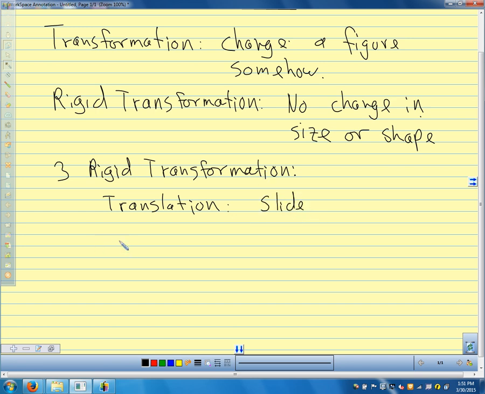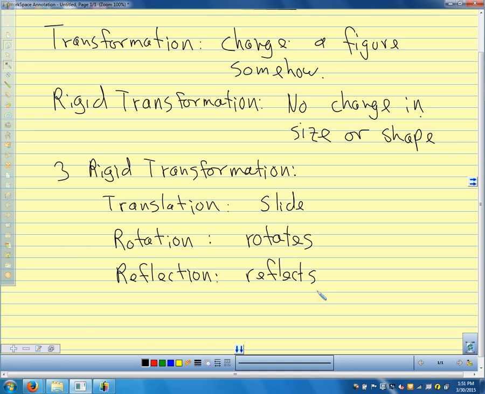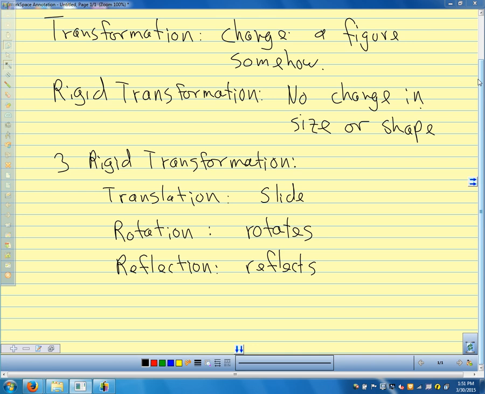We're going to talk about a rotation. Pretty self-explanatory what it does. Rotation rotates. And several of us talked about rotations on the opener. And we're also going to talk about a reflection. And a reflection reflects or mirrors. And we're thinking about a flat mirror, not a carnival mirror.